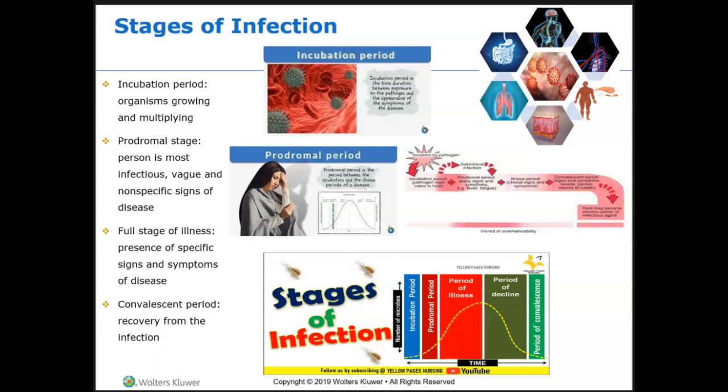Symptoms that are limited or occur in only one body area are referred to as localized symptoms, whereas symptoms manifested throughout the entire body are referred to as systemic symptoms. The convalescent period is the recovery phase. This is dependent upon the severity of the infection and the patient's condition.